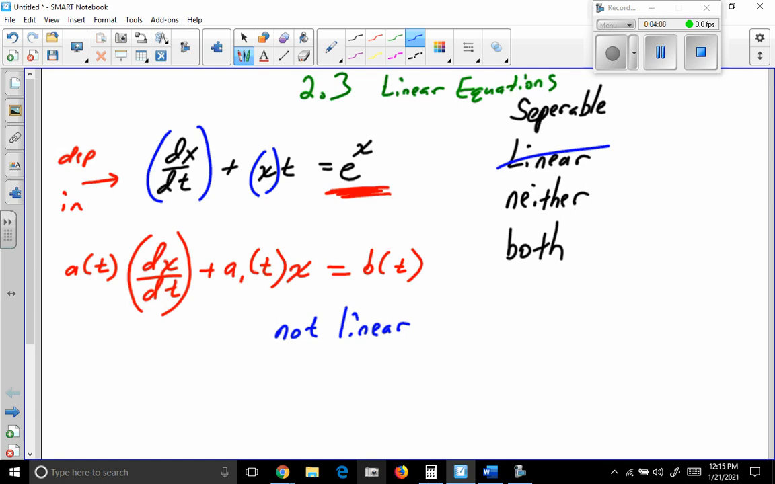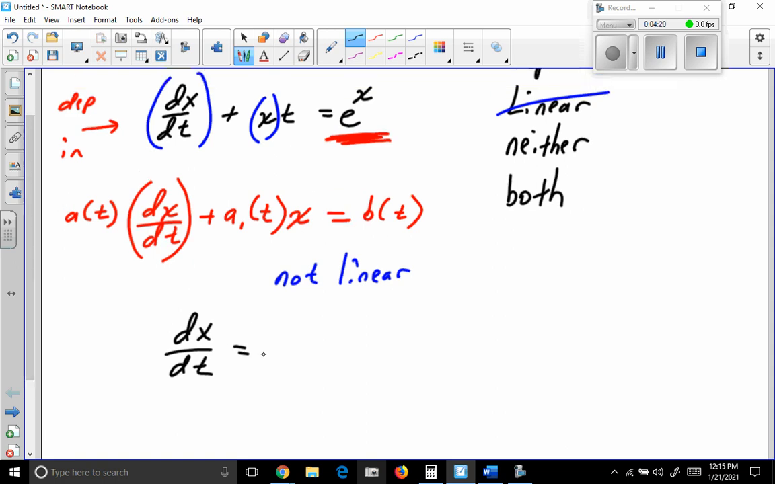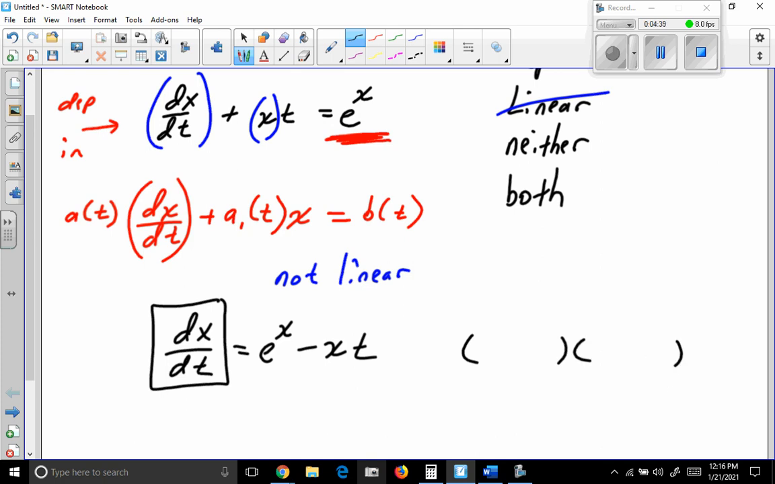So we need to see, is it separable? In order to be separable, let's write the equation down here again. Well, let's go ahead and get dx/dt by itself. If we get dx/dt by itself, then on the other side we would have e to the x minus x times t. So remember, to be separable, if we have our derivative on one side, the other side has to be able to be separated into a factor that is just one variable and a factor that's the other variable. And we can't do that.